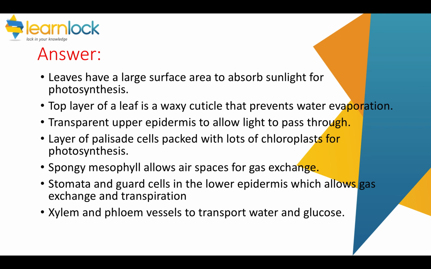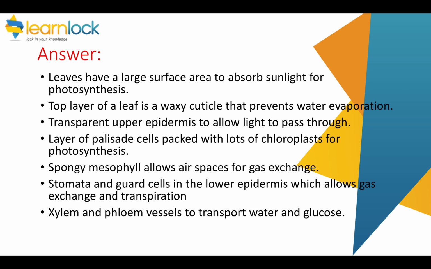First of all, leaves have got a large surface area to absorb as much sunlight as possible for photosynthesis. Starting with the top layer, it's a waxy cuticle that prevents the water evaporating from the top. The top layer is also transparent to allow light to go through. You've then got a layer of palisade cells, and they are full of chloroplasts to trap sunlight for photosynthesis. You then have an area called the spongy mesophyll. This has got air spaces, and so gas exchange can happen here with carbon dioxide and oxygen.